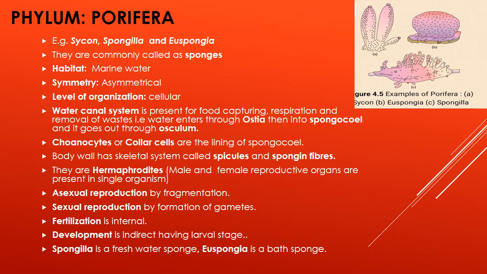Remember that they are bisexual organisms, hermaphrodites. Asexual reproduction by fragmentation, you know that, you can just read it out. Fertilization is internal. Development is indirect, having a larval stage. Done. Remember the example, Spongilla is a freshwater sponge, Euspongia is the bath sponge. Please remember the diagram. The diagram is also from the NCERT textbook.